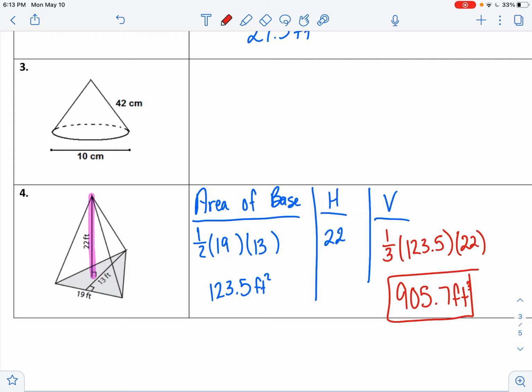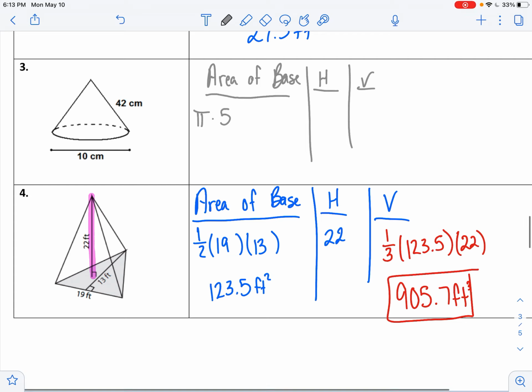And the last one we'll do here is a cone. And the reason why I want to do this one is because it's a great example of needing some extra information. Area of the base, height, volume. Area of the base, not too hard. Pi times radius squared, where the diameter is 10, so the radius is 5. So 25 pi is approximately 78.54 square centimeters. Now the height, we don't know the height yet.